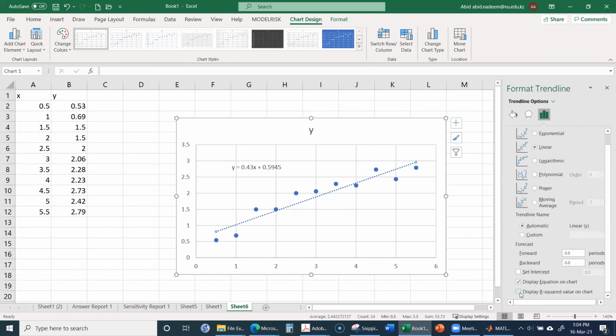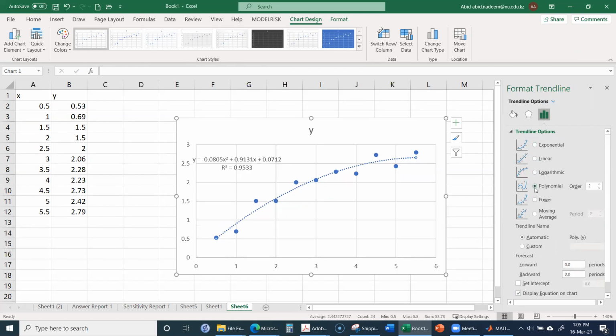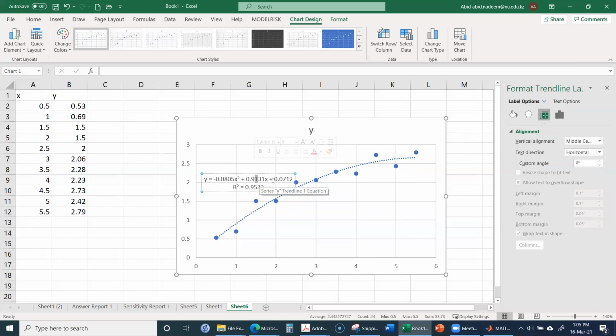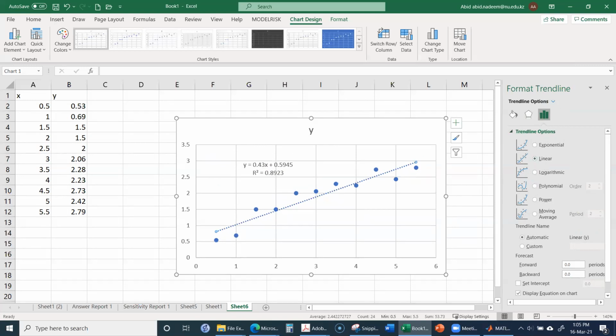And the R square value, so it is 0.89. You can very easily check from here which model will fit well. Maybe the second order polynomial. Yeah, it's better than the linear over here. Okay, but anyway, let's keep it as linear, and then we can keep it. So in this case, we have this data.